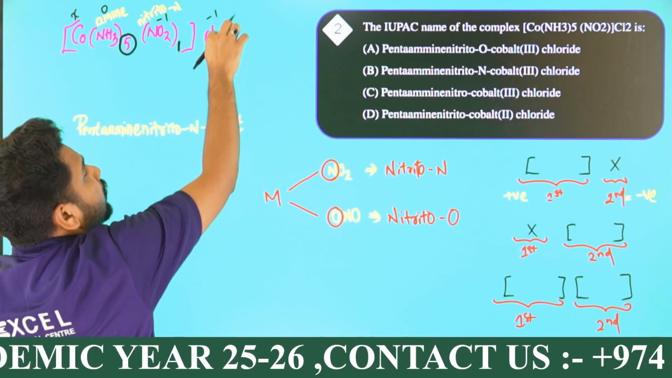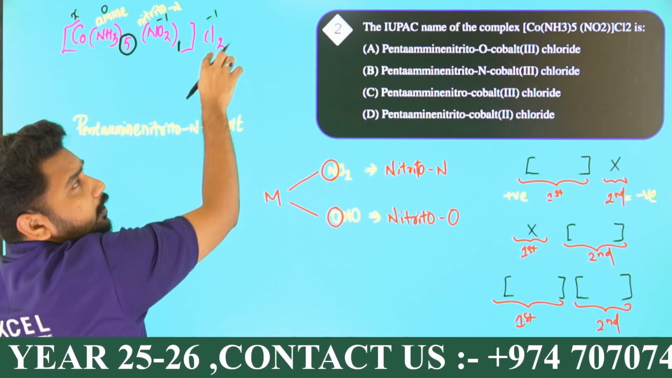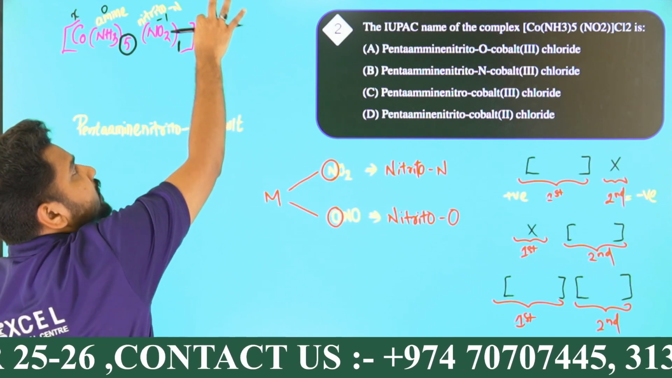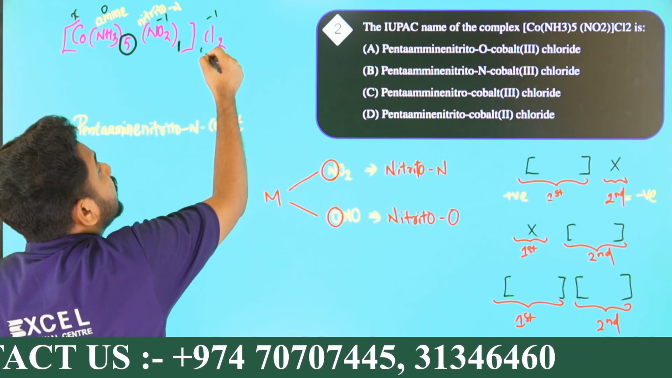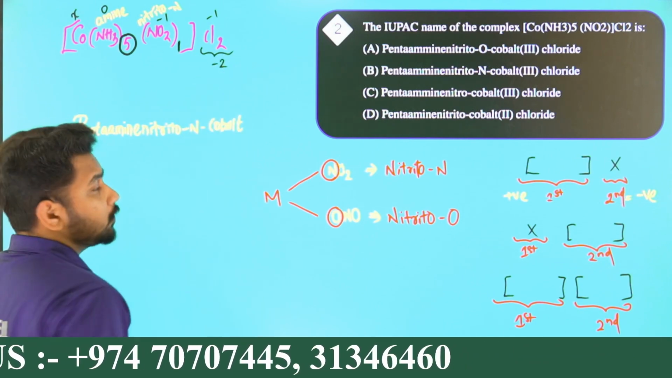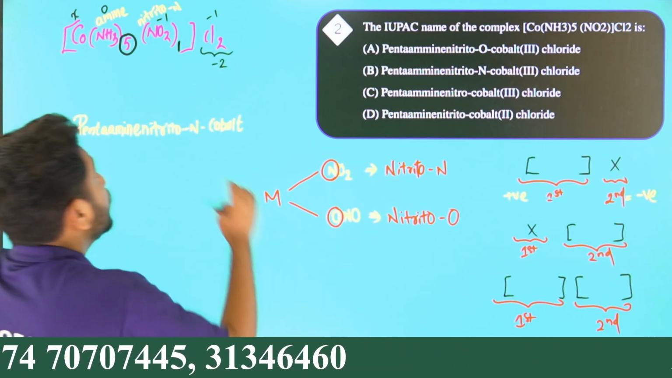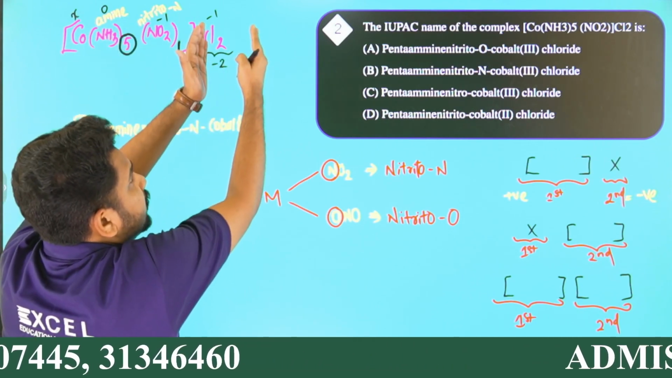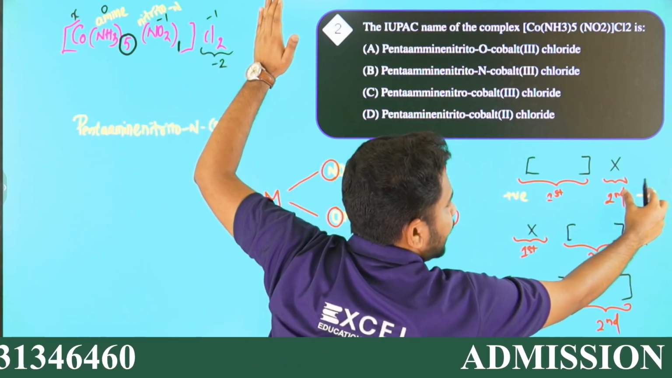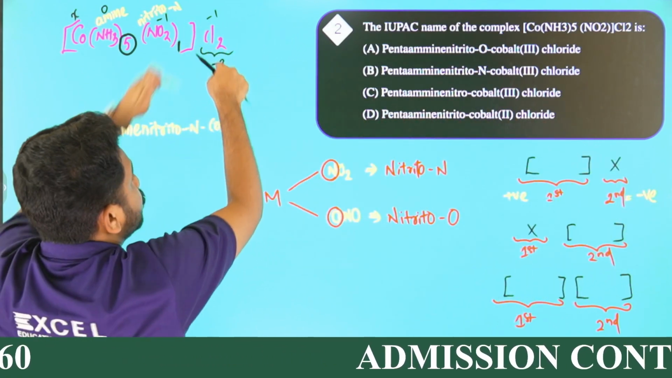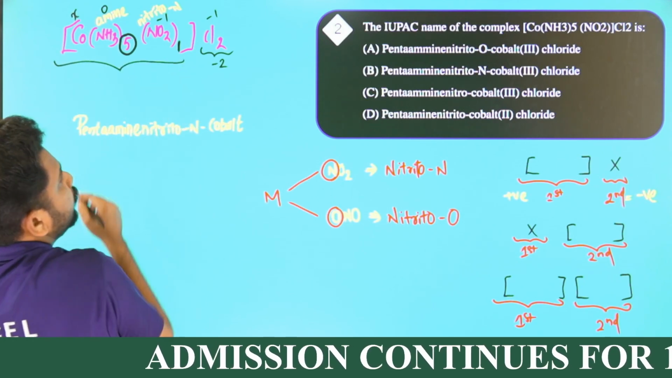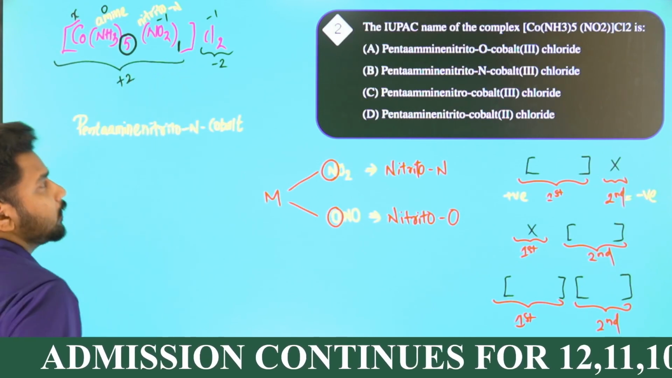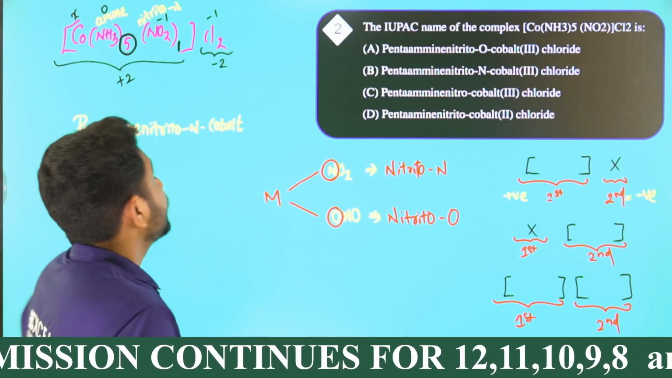What is the counter ion? Chlorine. You can see chlorine has a -1 charge. How many chlorine are there? 2 chlorine, so the total charge will be -2. So the negative part has a total of -2. So what will be the total charge of the positive part? It should be +2. Understood?